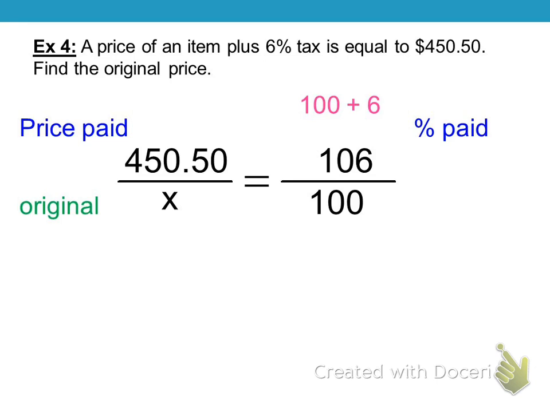So do you all know why it's 106? Because you're paying the 100 for the price of the item, plus the 6% for the tax. Okay. Now the real fun begins. Let's cross multiply.